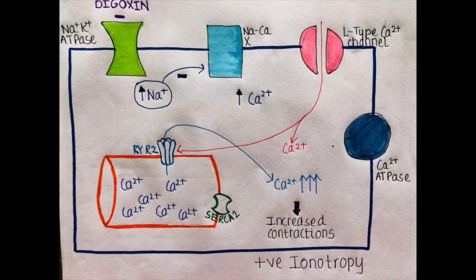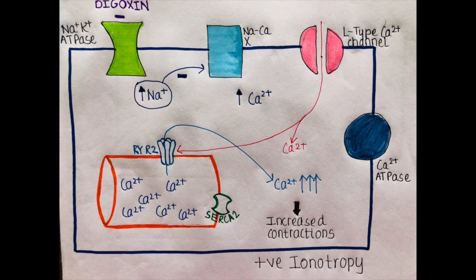So to sum up the action of digoxin, it binds to the sodium potassium ATPase, it blocks its action, because of which there are increased sodium levels. Increased sodium levels will block the action of the sodium calcium exchanger because extracellular sodium ions will not be able to move in due to the concentration gradient developed. This will result in increased calcium levels.